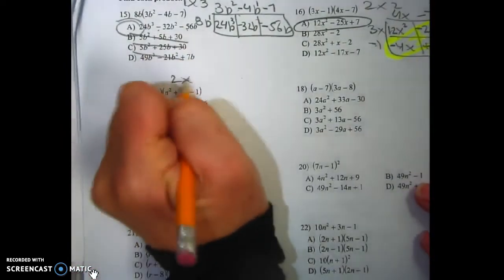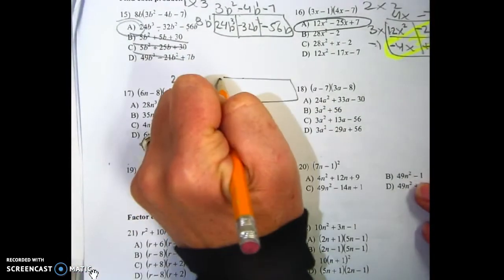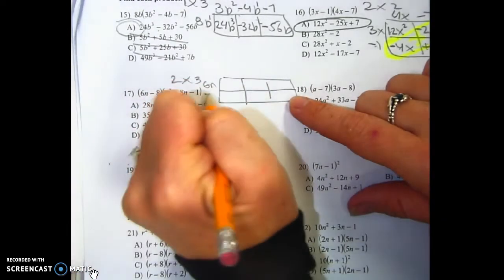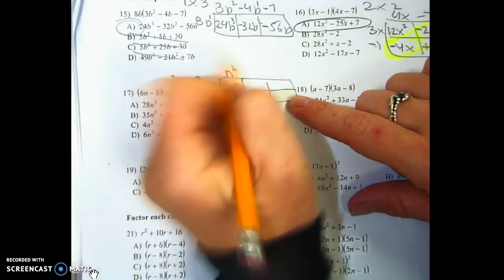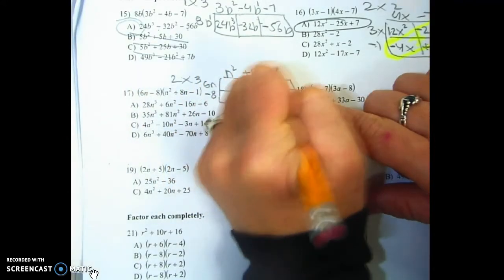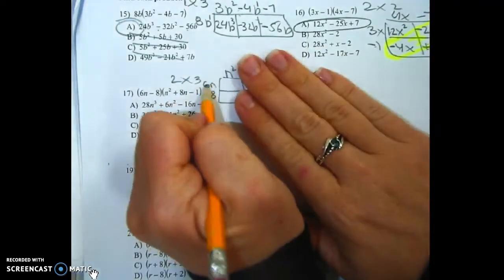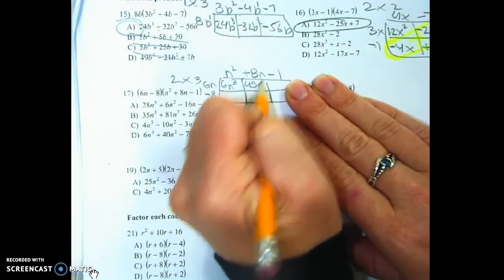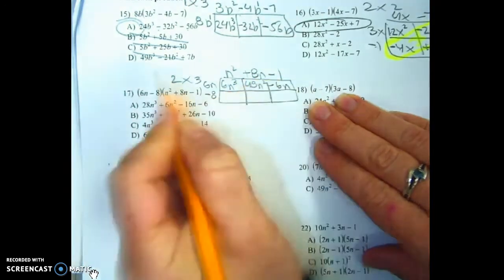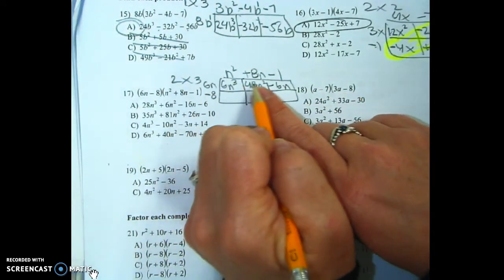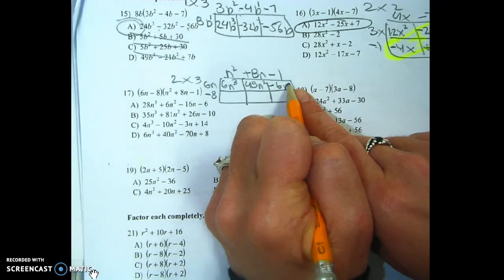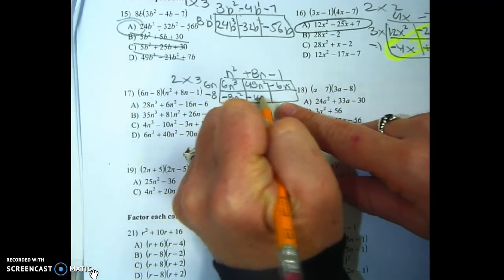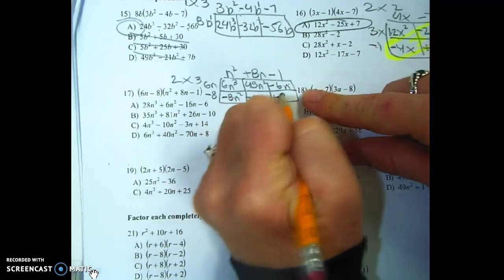Number 17 is a 2 by 3. Probably should have made more space on this, but whatever. So 6n minus 8n squared plus 8n minus 1. Okay. Multiply the bigs, add the littles. Multiply the bigs. See how it goes 3, 2, 1 for the exponent? Negative 8n squared, negative 64n, positive 8.